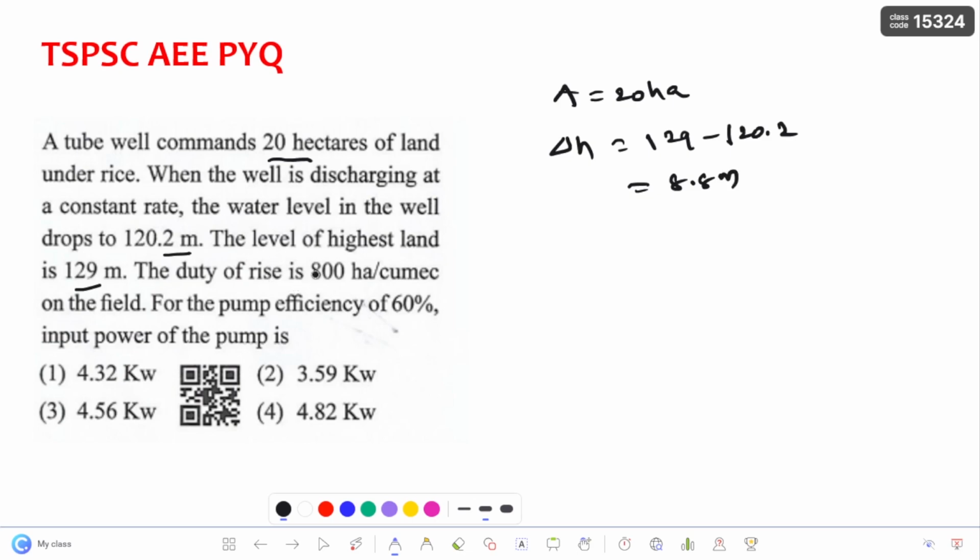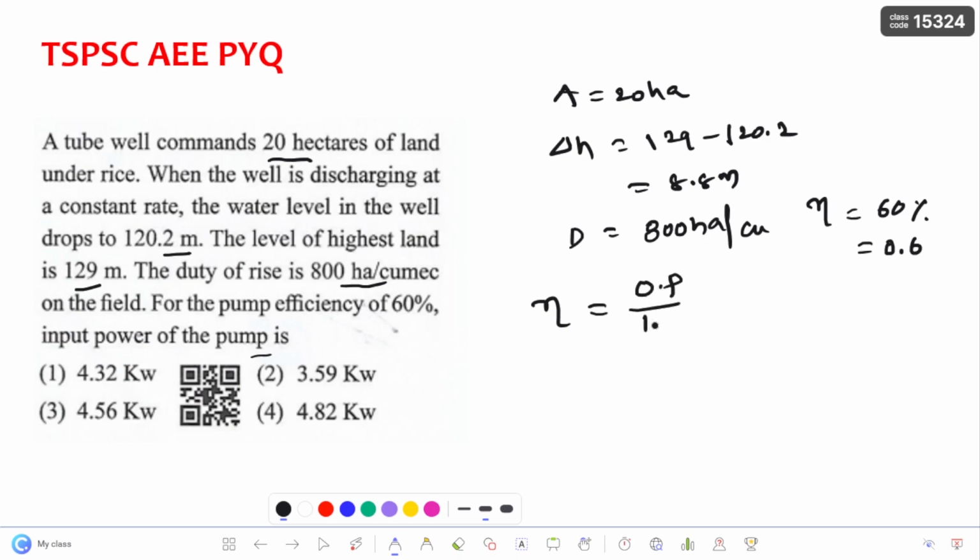The duty of rice is 800 hectares per cumec. Duty is given as 800 hectares per cumec. For the pump efficiency, it is given as 60%, that is 0.6. He is asking about the input power of the pump. You know that efficiency is equal to output power by input power. Output power is given as gamma Q H. This is a basic formula. This is input power, and substitute in this expression.